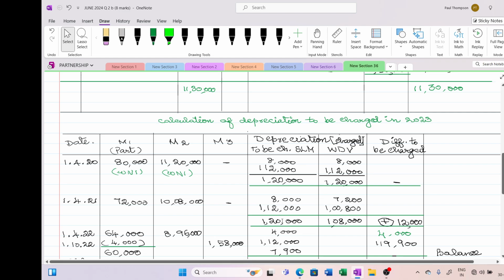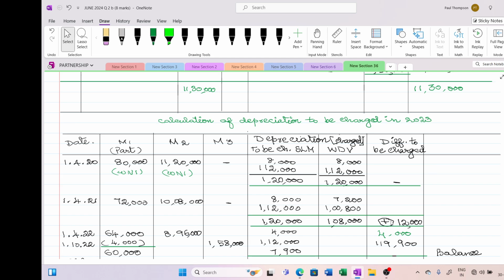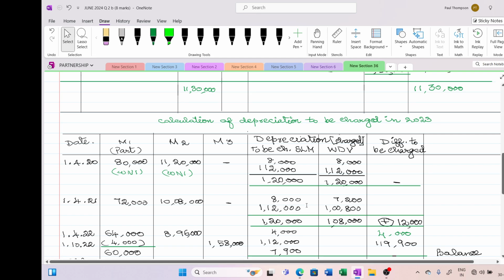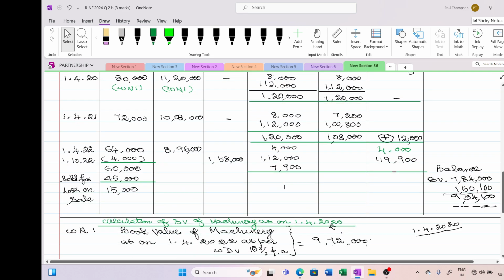So it has to be charged now 1 lakh 20,000. It was charged as per WDV 1 lakh 8,000. So we have to charge a further 12,000. The P&L account has to be debited further with 12,000 rupees in this current year. Okay. Now moving on to the next year.